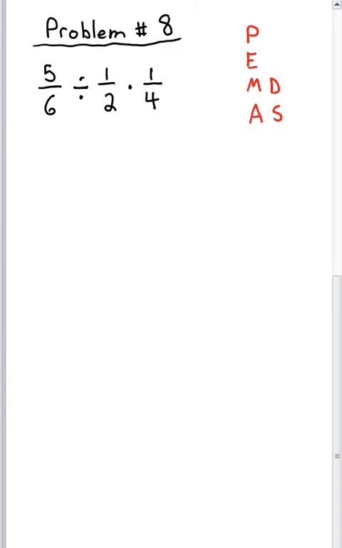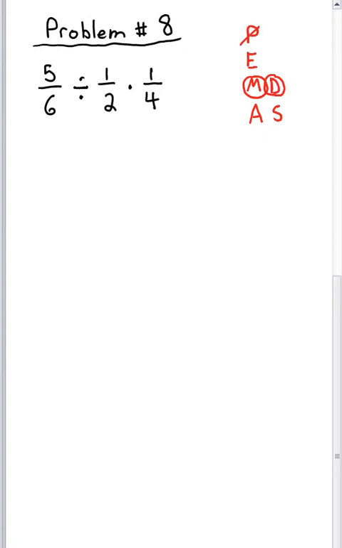Okay class, here we have problem number 8 from homework section 2.5, and it asks us to evaluate or simplify 5/6 divided by 1/2 times 1/4. And in order to do so, I'm going to follow my order of operations, which I've laid out over to the right. And looking at what I have in this problem, I have division and multiplication.